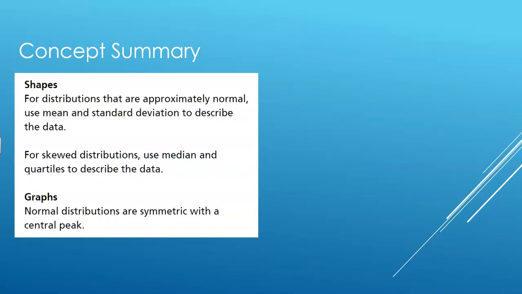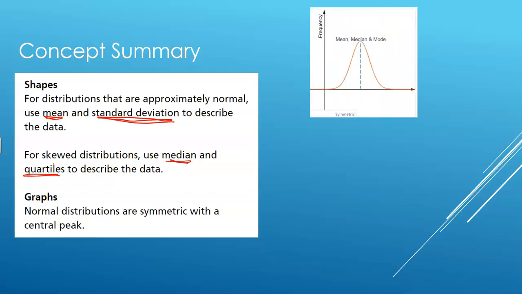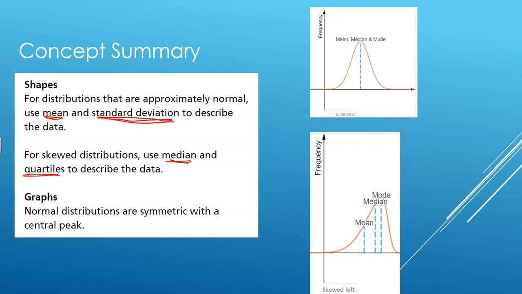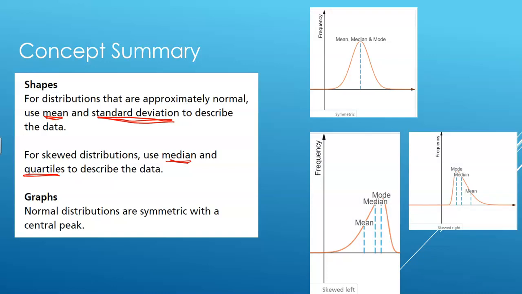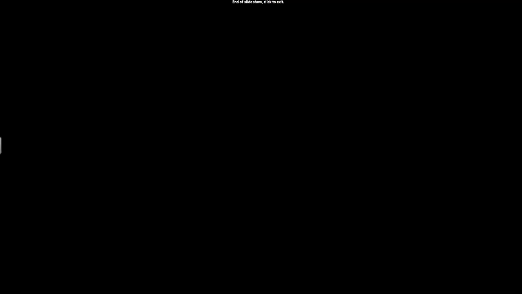Here are some summary concepts for you. If you're looking at the shape of a distribution and it's approximately normal, you use the mean and standard deviation for measures of center and spread. For skewed, use the median and the quartile information to describe the data. This was a normal or symmetrical distribution, and these are skewed left. The tail's pulling the mean to the left, and this is skewed right. It's pulling the mean to the right.